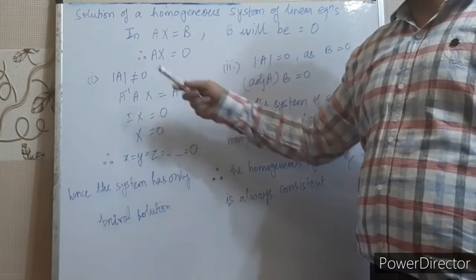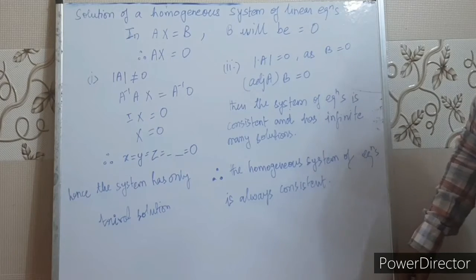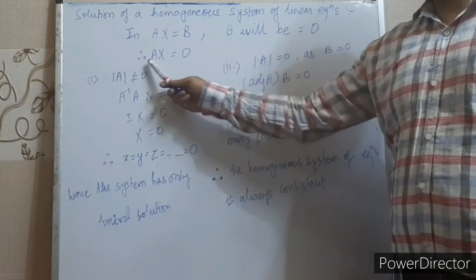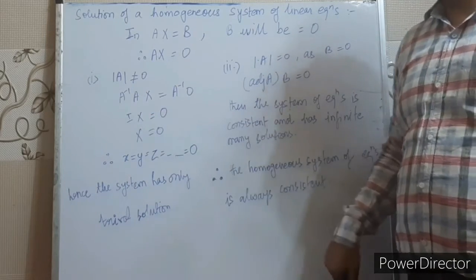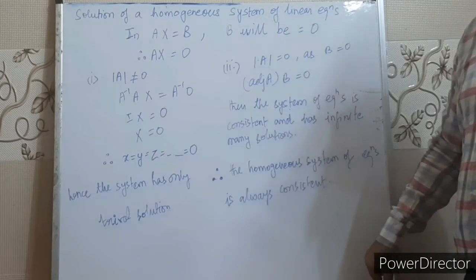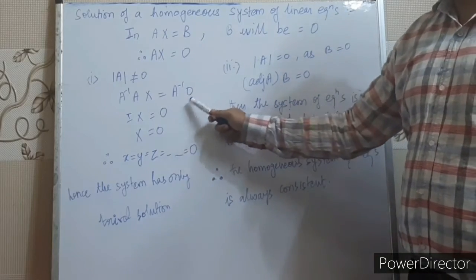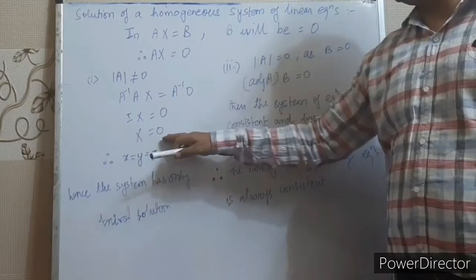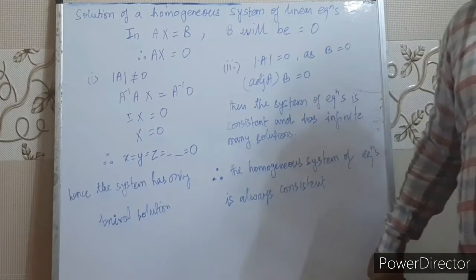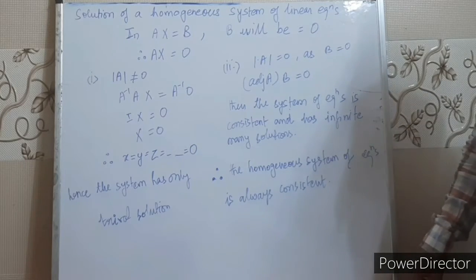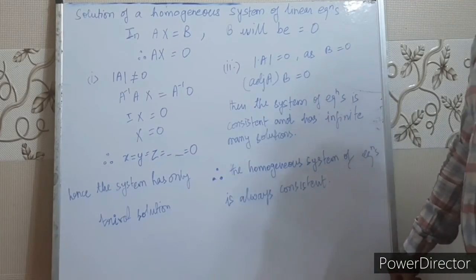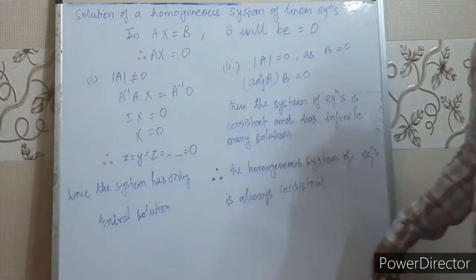When the determinant of A is not equals to 0, that means A is non-singular, right children? So multiply A inverse both sides. Here what we'll get? A inverse into A matrix will be identity matrix, and identity matrix into X matrix is X matrix. And here A inverse into null matrix will get null matrix. So the value of X matrix will be null matrix. That means X matrix contains the variables x, y, z, right? It could be n variables, x1, x2, x3 and xn. So the value of all variables will be 0. Then we'll say that the system has only trivial solution, right?